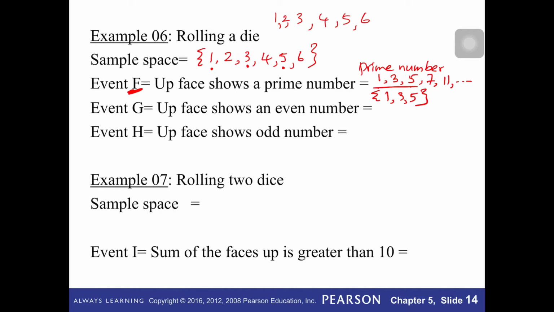This is the event. So please use curly brackets to mention a subset, event, or sample space. Please use these curly brackets.